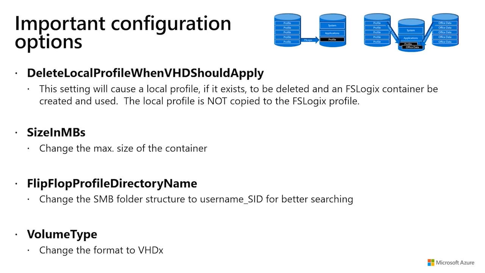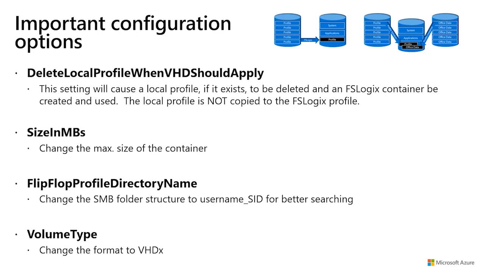SizeInMBs is a setting that you can use to change the size of the profile container. Standardly that's 30 gigabytes. It's dynamically expanding, so that means the size is not 30 gigs from the moment it gets created, but it can stretch up to 30 gigs. So if you want to lower that max level to 15 gigs, you can change that to 15,000 as a value, and use this setting to proactively size the profile containers of your deployment.